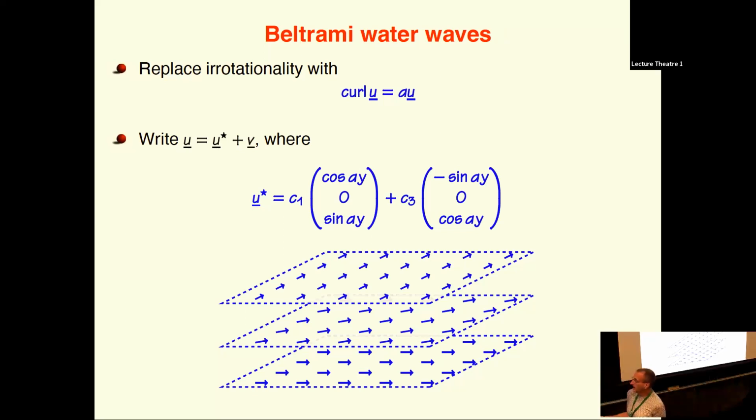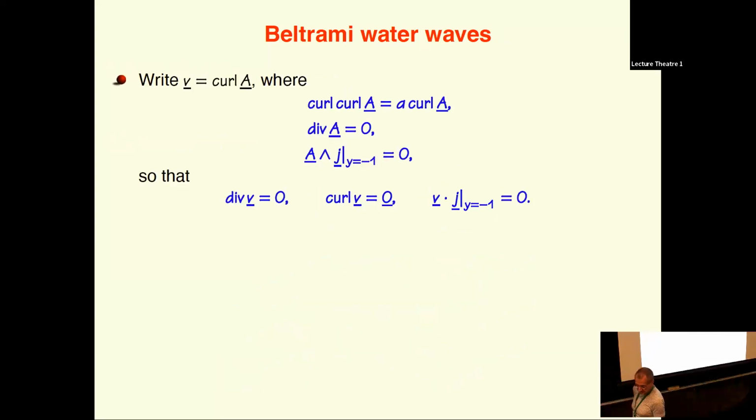Now, how would you proceed with that? Well, you can't write v as the gradient of a scalar function anymore. But you could write it as the curl of a vector stream function. The stream function would have to satisfy these equations: curl of A is alpha curl A, divergence of A is 0, and use the boundary condition at the bottom. If you do that, you will again satisfy the three equations that we had before, that it's irrotational, incompressible, and you've got the Neumann condition at the bottom.